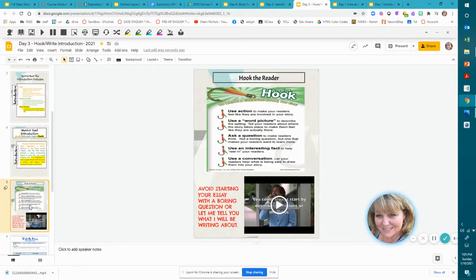Here is your example. So when we're writing our hook, there are certain rules to follow for writing your hook. Use action to make your readers feel like they are involved in your story. Or you could use a word picture to describe the setting. Tell your readers about where the story takes place to make them feel like they are actually there. Don't ever ask a boring question. Use an interesting fact to help reel in your readers. And then use a conversation. Let your readers hear what is being said to draw them into your story.